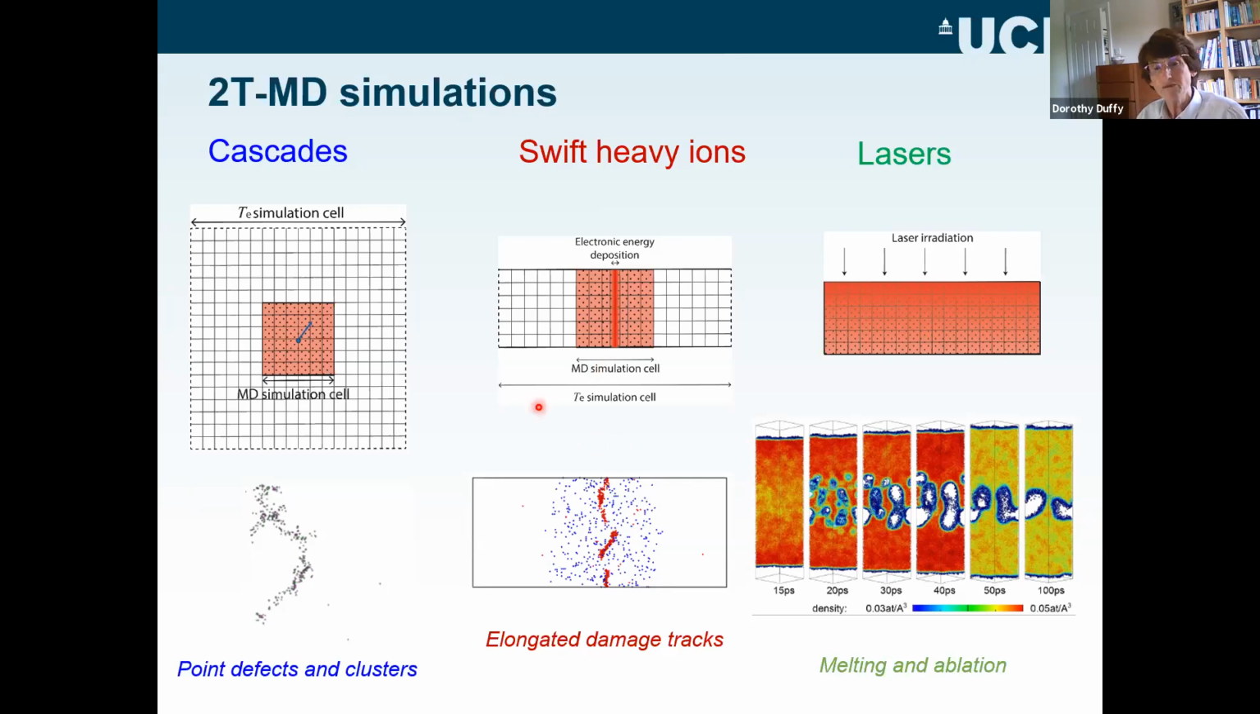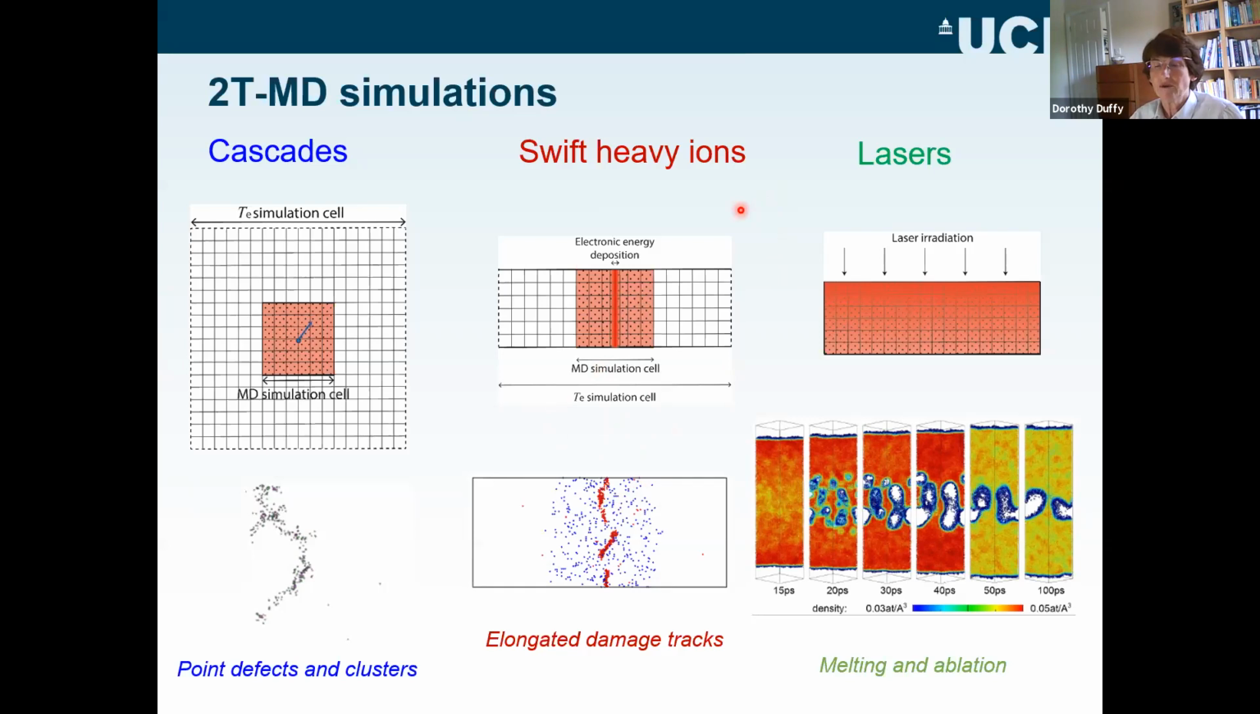In both cases, you get these very elongated regions of damage. But in metals, you see something quite interesting: you actually get dislocation loops along the path of the initial ion track, which has been seen many years ago in experiments. However, my focus today is on lasers.